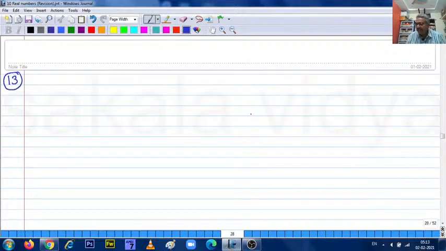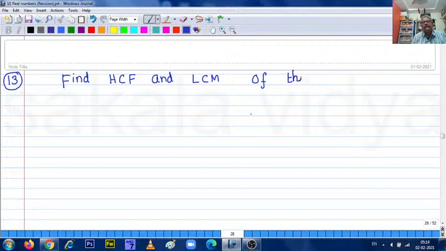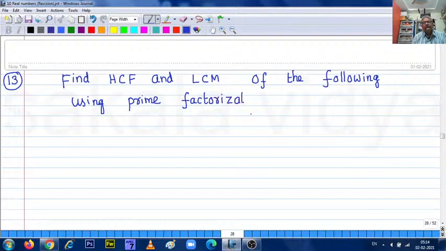So let me write on the screen. See, find HCF and LCM of the following using the prime factorization method. This is one of the methods to find out.